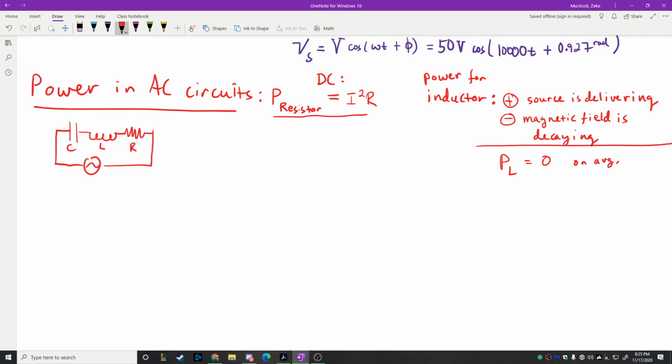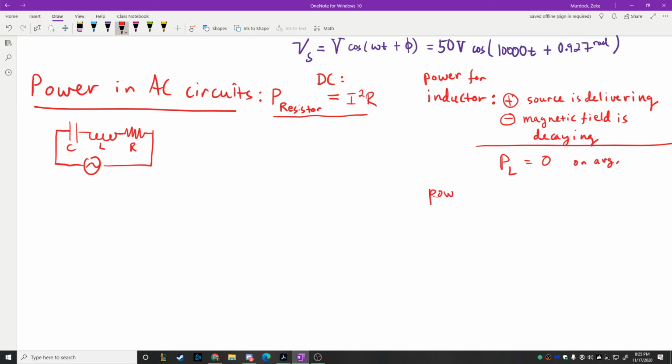Does that make sense? Half the time, the circuit is sending energy to build the magnetic field, and half the time that magnetic field is sending energy back into the circuit. So they kind of balance out. I mean, it's a sinusoidal function after all, so that's part of the reason why.